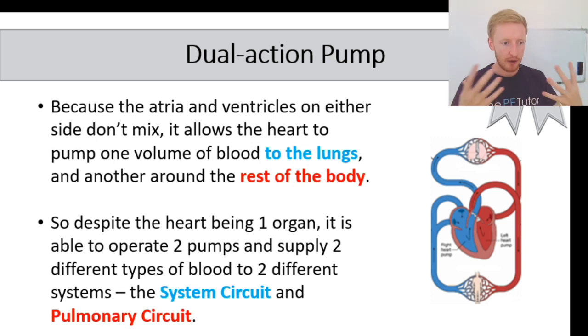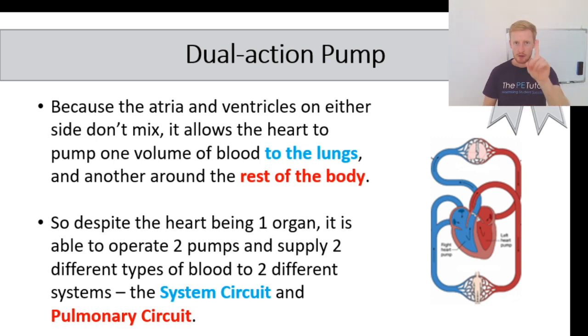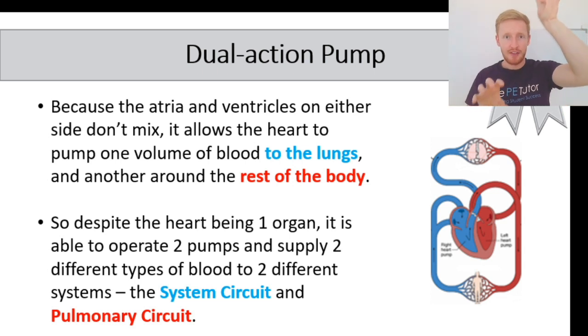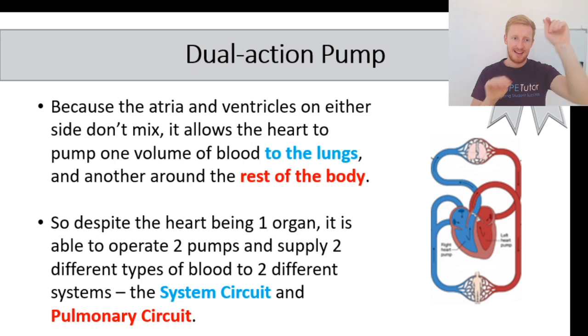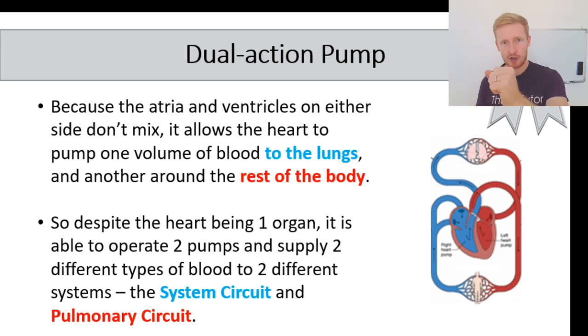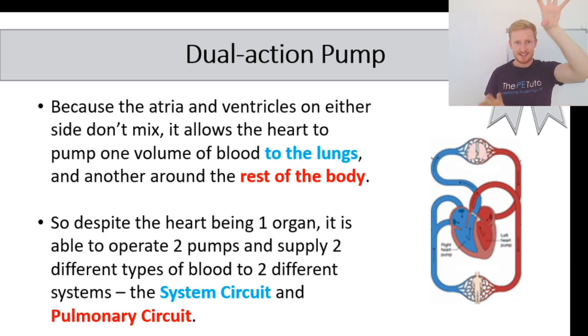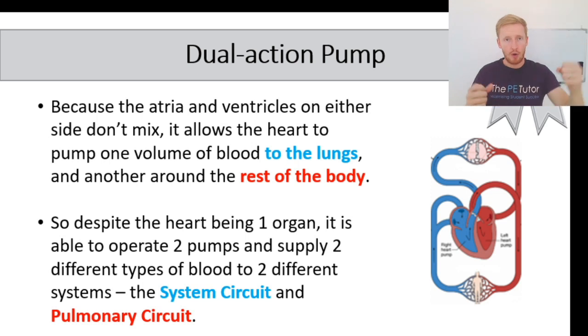So all of this together, even though the heart's only one organ, as it says there in the bottom paragraph, one organ, but we've got two sides, two separate stages of the pump, two separate circuits that we're supplying simultaneously. And that's where this name comes from. Dual action, dual meaning two. One pump, two actions, two halves, two sides, two systems, all working simultaneously together to supply blood to the lungs for oxygenation and the body for deoxygenation, essentially because we're supplying the living tissue with oxygen.